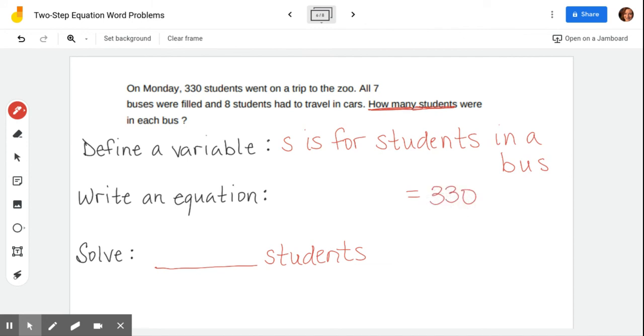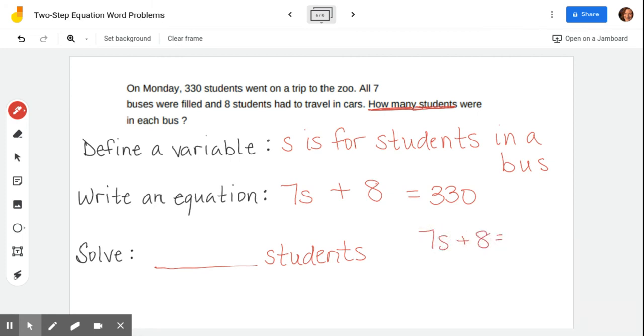Okay. All 7 buses were filled. There's 7 buses. We don't know how many students are on a bus, but we're calling that S. So if I write 7S, that's 7 full buses, 7 times that number of students. And then there's also these 8 poor kids that couldn't get on a bus for whatever reason. Let's hope they elected to do that. Otherwise, I swear, it's just poor planning. But let's put plus the 8 students that rode in cars. Altogether, there were 330 students. There's my equation. Let's come over here to the side now and solve that puppy.